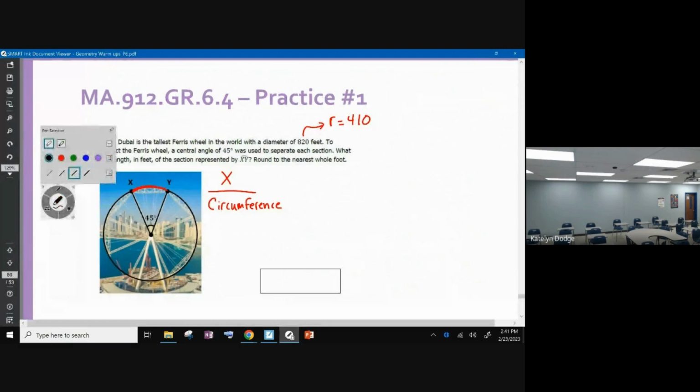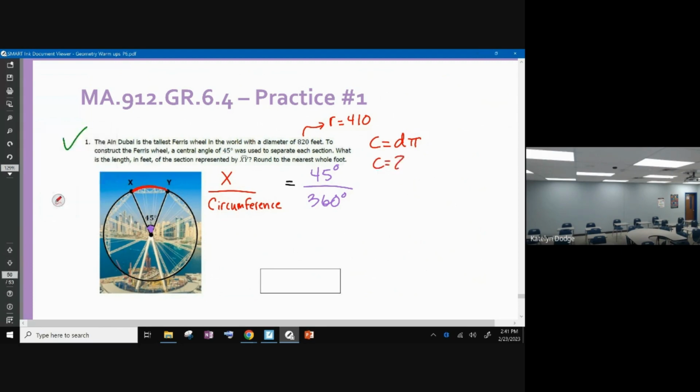So piece over whole equals, well, I need another piece over whole. Luckily, they give me this central angle here. My piece of my angle is going to be 45 degrees. My whole is always 360. So the only thing I need to find is circumference. Luckily, my circumference is equal to diameter times pi, or 2 pi r. Since we have diameter, we might as well plug it in. So we have 820 times pi.